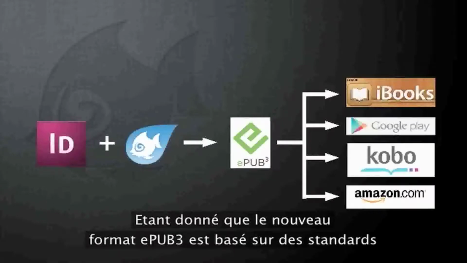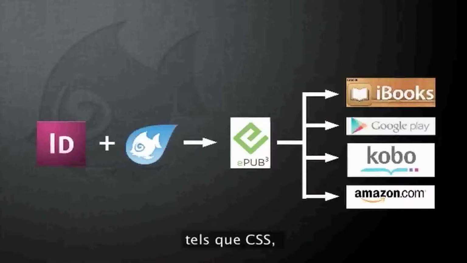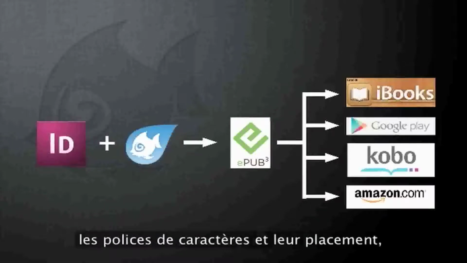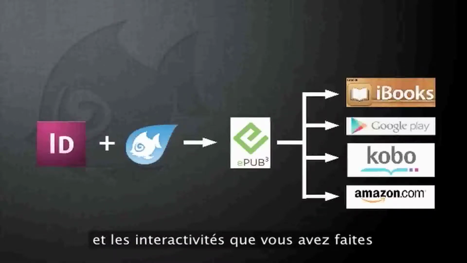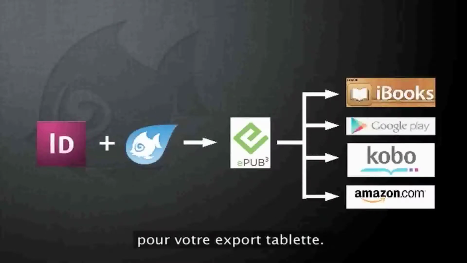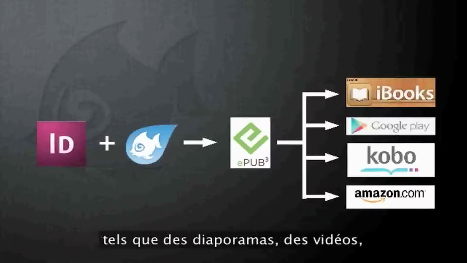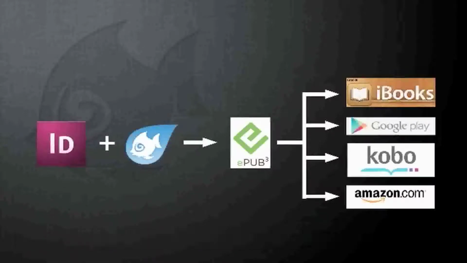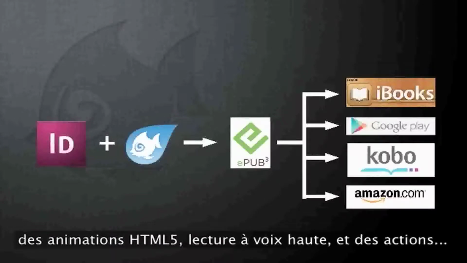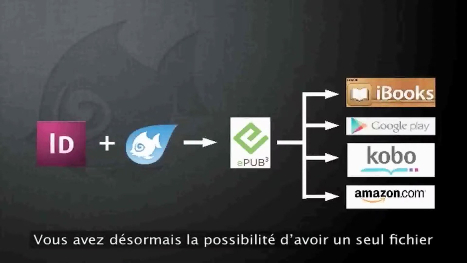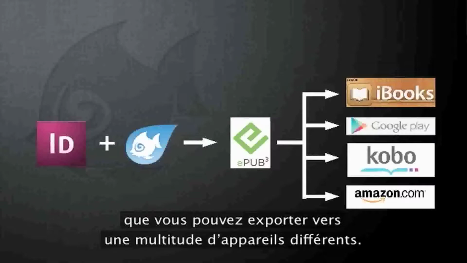Because the new ePUB3 format is based on standards such as CSS, XHTML, SVG, and JavaScript, our software will maintain the orientation, fonts, and font placement and interactivities you've made for your tablet output. A number of enrichments are already supported in our ePUB3 export, such as slideshows, videos, HTML5 animations, read aloud, and actions. This now gives you the ability to have one file that you can output to a multitude of different devices.